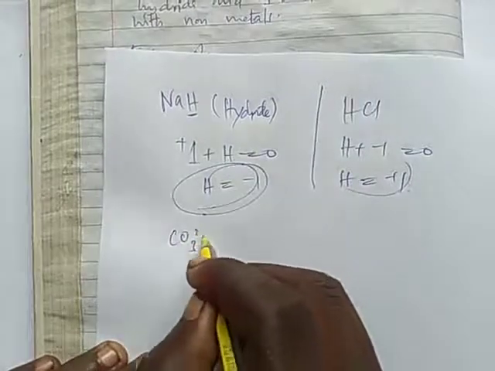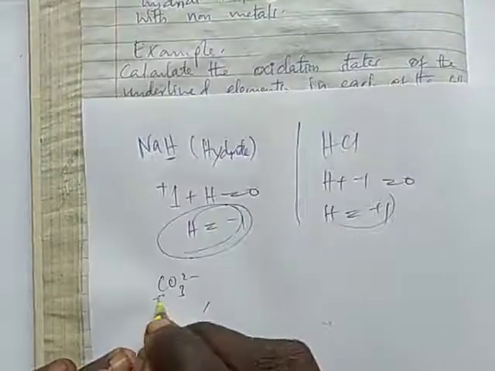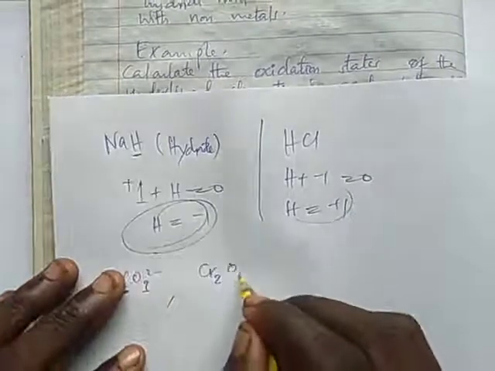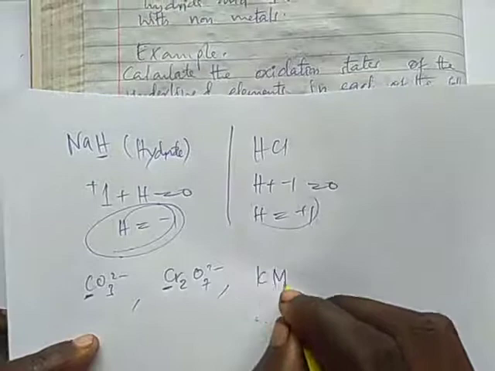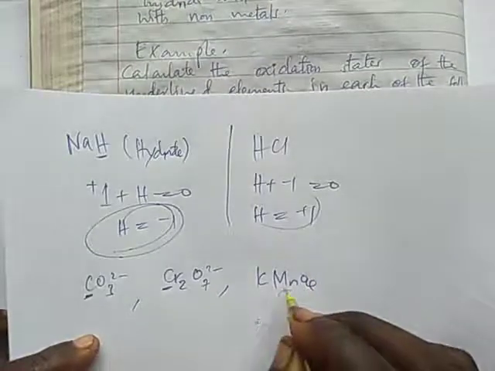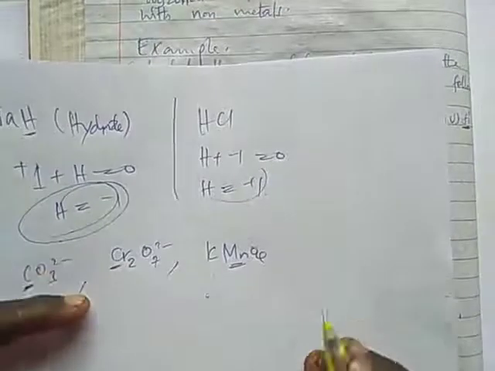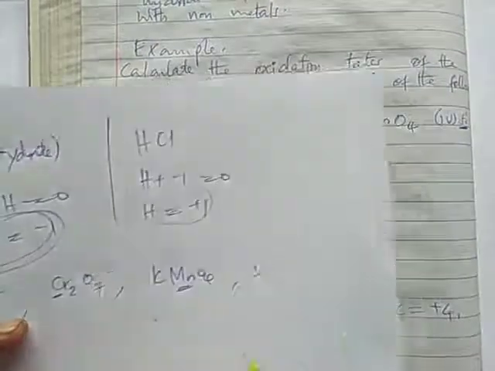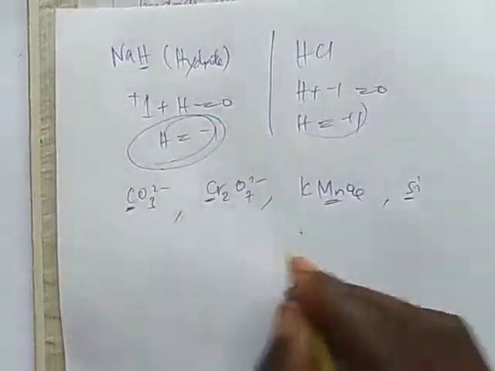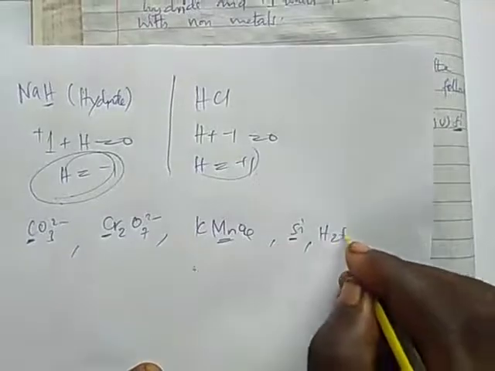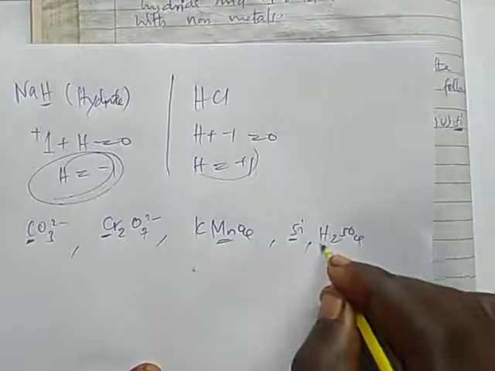Tukiwa tuna carbonate, alafu tuna hapa tunahitajika tukakweti carbon, tuna chromium Cr2, then oxygen 7, hapa ni chromium, after that tuna potassium permanganate, hapa ni manganese, tuna silicon yenyewe peke yake, alafu na tuna sulfuric acid H2SO4 required to calculate for sulfur.